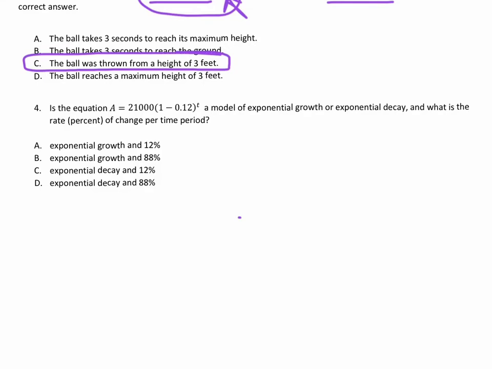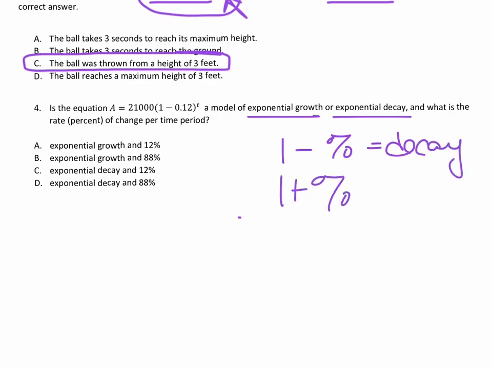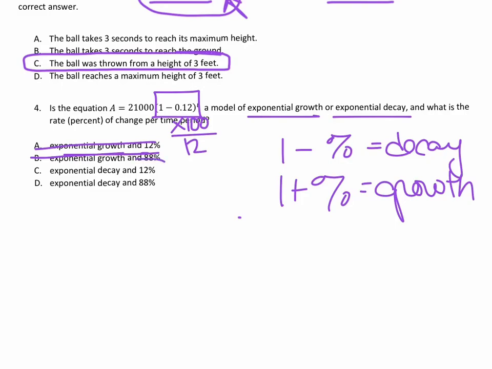Number 4, in this equation, is it growth or decay? So remember what we just went over. 1 minus the percent is decay. 1 plus the percent is growth. So right here they're talking about 1 minus. So right away we know it's decay. So A and B are gone. But then we need to know what percent. Well, if I multiply that by 100, I get 12, which is the percent.